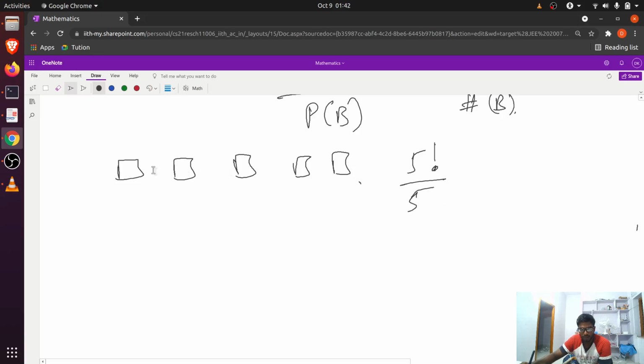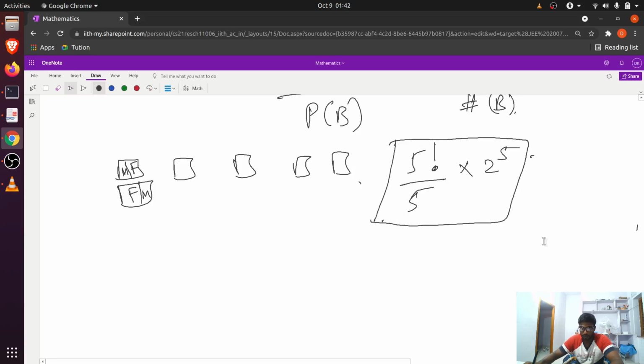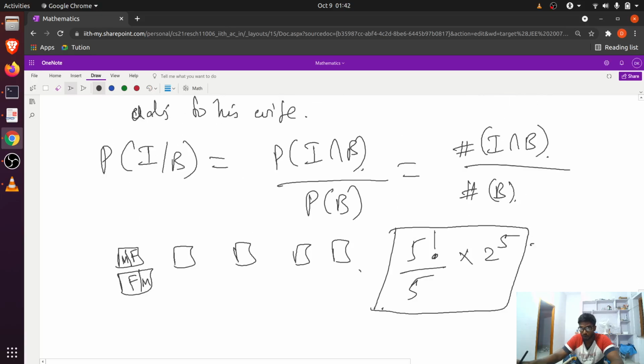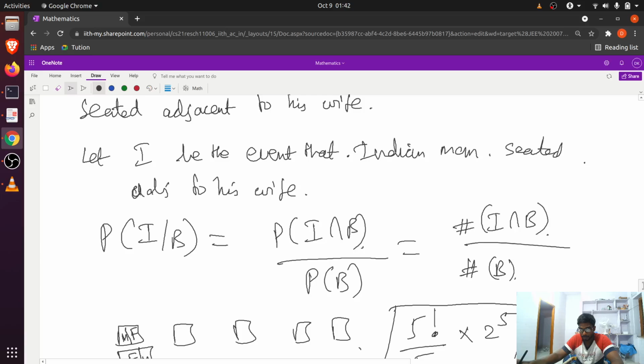But there is something more to this. Each couple can be seated in a male-female order or a female-male order, and you can do this for each couple. So that would be times 2 to the power 5 ways. This is the total number of ways you can arrange all men seated with their wives.